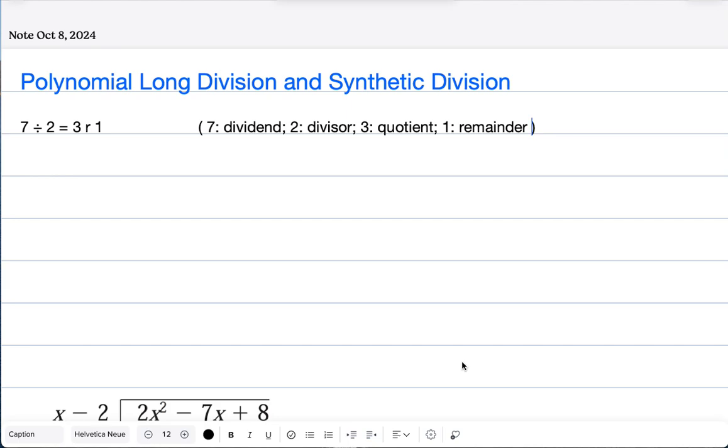Let's talk about polynomial long division and synthetic division. So first, let's look at the division we learned in elementary school.